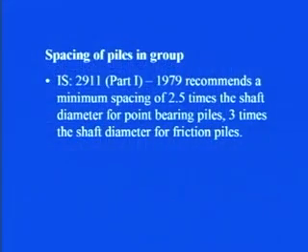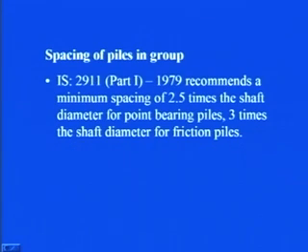Now, let us see what exactly the recommendations by IS code are as far as this spacing of piles in pile groups is concerned. So, IS 2911 part 1 1979 recommends a minimum spacing of 2.5 times the shaft diameter for point bearing piles and 3 times the shaft diameter for friction piles.